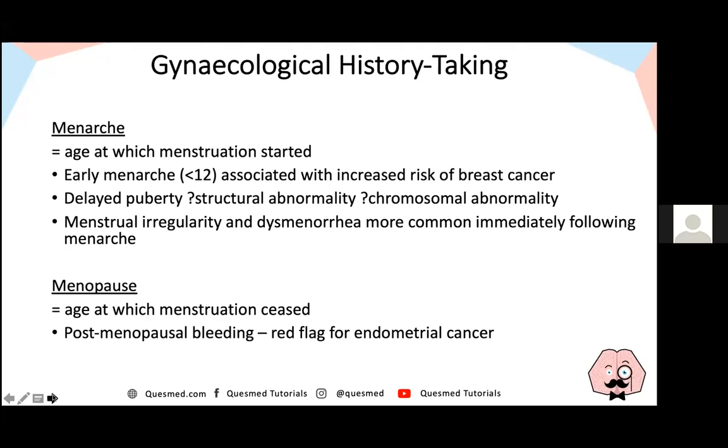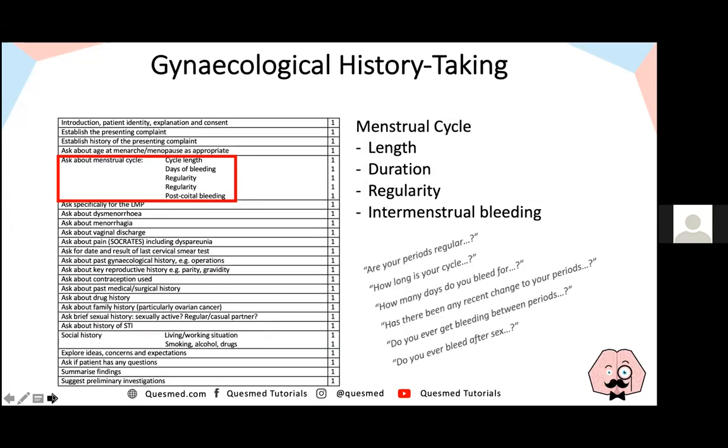And similarly, we want to know about the menopause because things like postmenopausal bleeding is obviously a red flag for things like endometrial cancer. We also should ask specifically about the menstrual cycle, the length, duration, regularity, and if there's any bleeding in between periods.